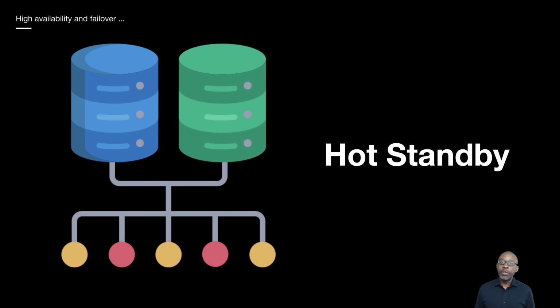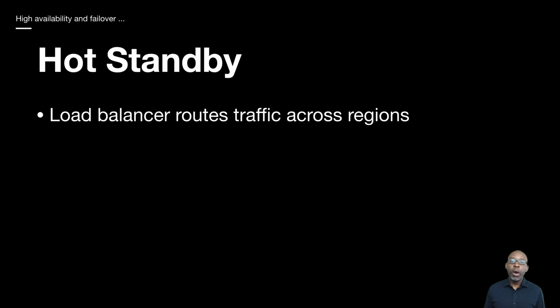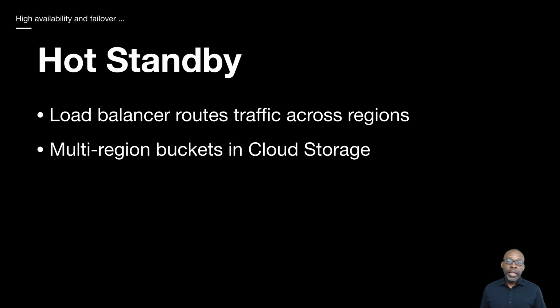Let's start off by exploring the hot standby option. The hot standby option is a design configuration where resources are duplicated across at least two regions. A load balancer is then used in order to route traffic across those regions. There are certain services in the cloud, for example, cloud storage buckets, that offer multi-regional configuration where data is duplicated across multiple regions, and this provides built-in support for disaster recovery.